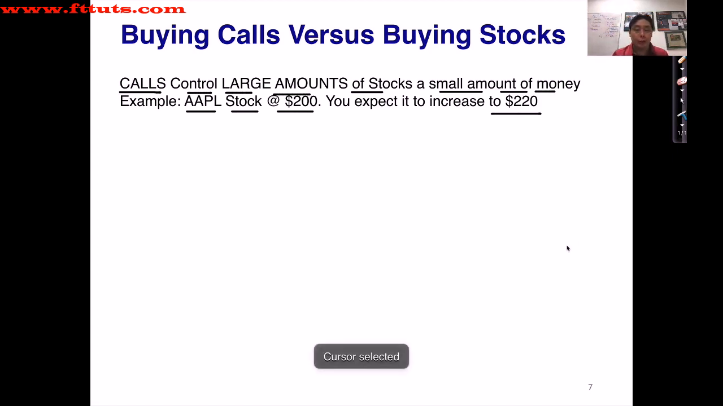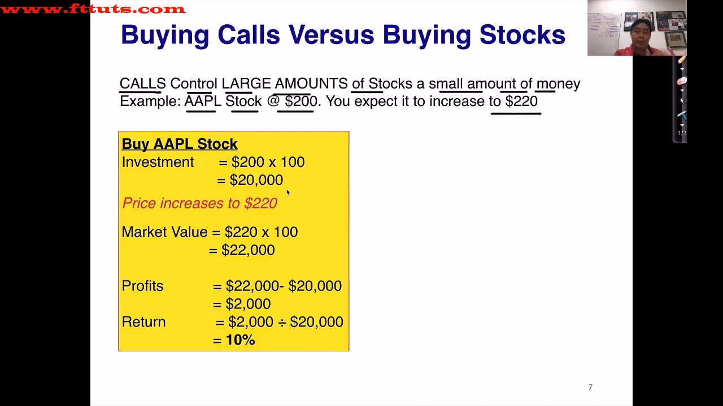So there are two things that you can do. Number one, you could buy the stock itself. So if you buy the stock, how much would it cost? Well, it'll cost you $200. And let's imagine you want to buy 100 shares. Okay, so $200 multiplied by 100 shares is $20,000. That's your investment. Okay, so it's a pretty big capital that you need in order to buy 100 shares. Now, if Apple increases to $220, the market value of your shares becomes 220 times 100, $22,000. So what's your profit?